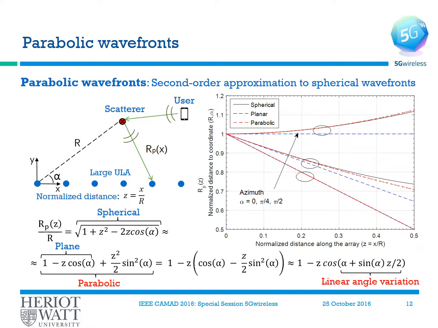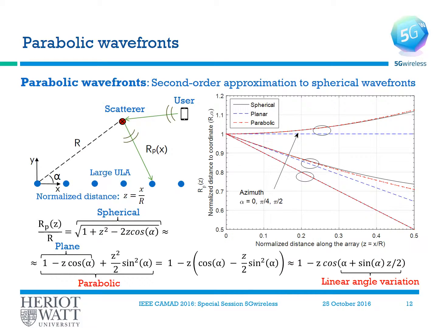This wavefront is a parabolic or second-order approximation to a spherical one. Here it's represented a large uniform linear array and a cluster described by its cylindrical coordinates r, alpha. The normalized distance from the object to an antenna in the array, rp over r, is the one indicated under a spherical wavefront. It is represented as a function of the normalized distance as well, for clarity. This distance from the object to an antenna can be approximated by the first or second order polynomial leading to plane or parabolic wavefronts, respectively.